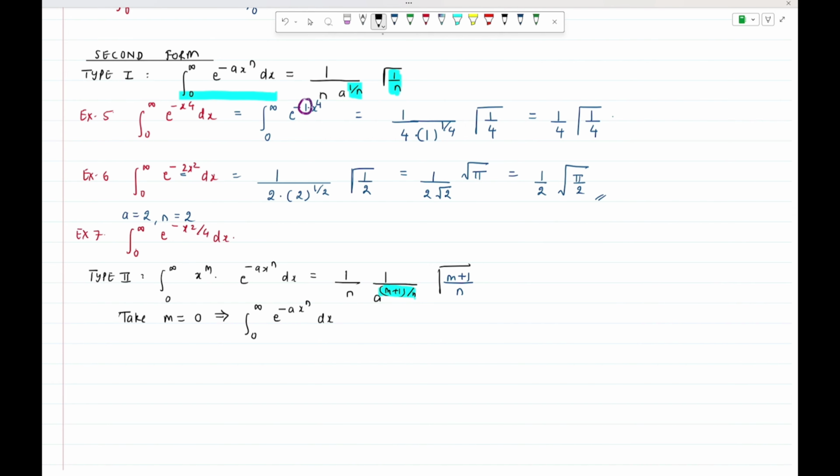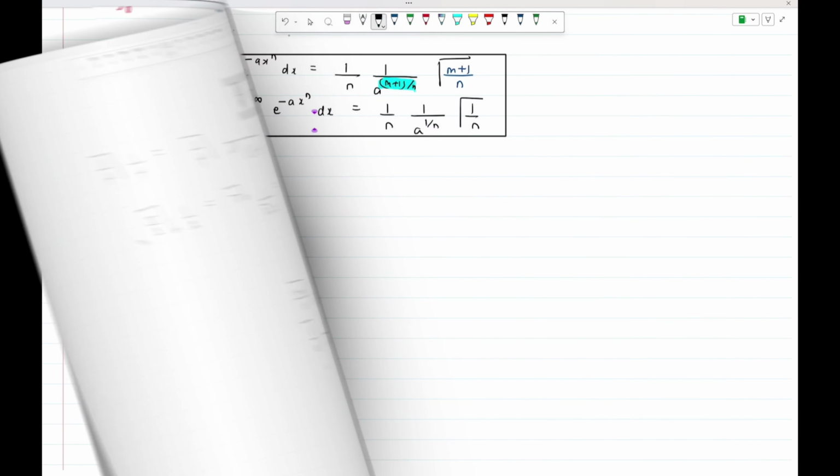And for the right side, we are going to have 1 by n. And then over here, a raised to, again you can see that it is m plus 1. Since m is 0, m plus 1 is simply 1. And here we get 1 by n. And this argument of gamma also reduces to 1 by n, which is the right hand side of type 1. So type 1 is nothing but a special case of type 2. So it will be easier and convenient for you to just remember type 2, and that should help you to do the numericals.